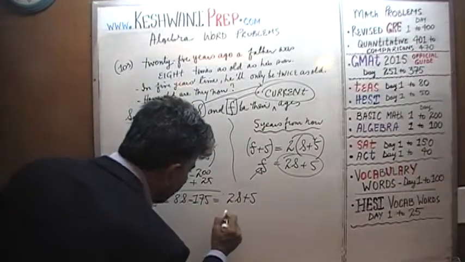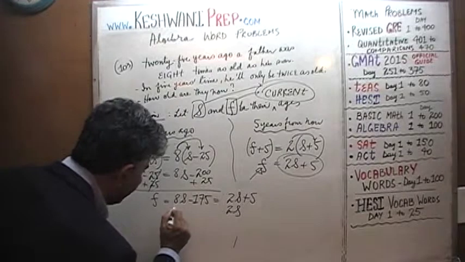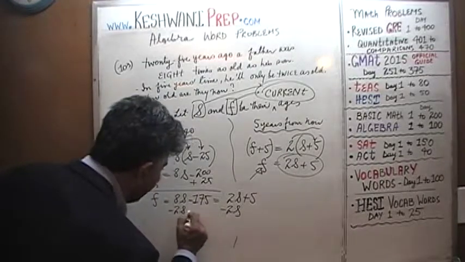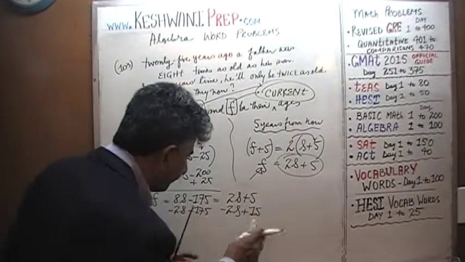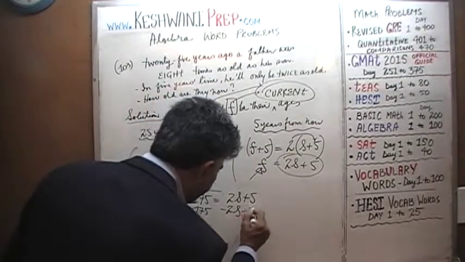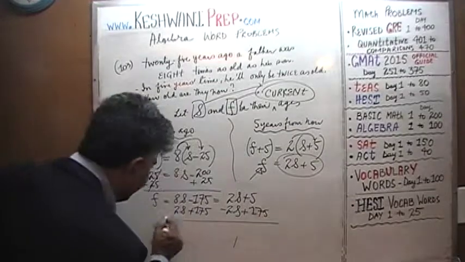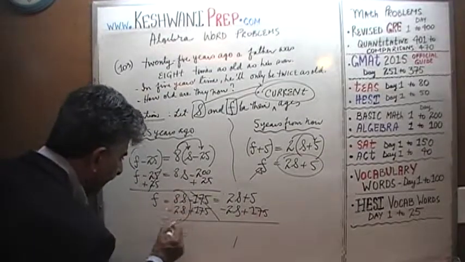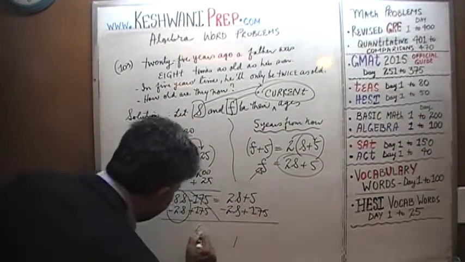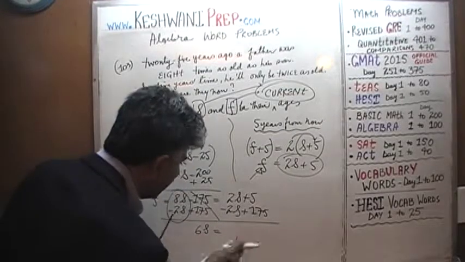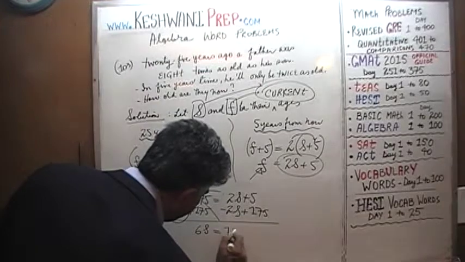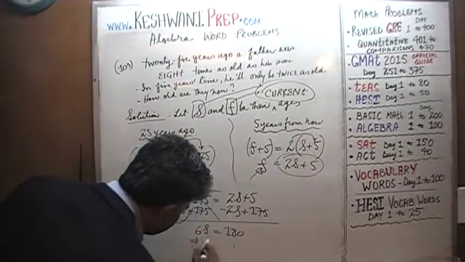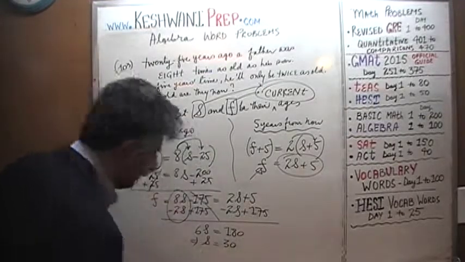Let's subtract 2s from both sides. I'm taking too long here, let's pick up some speed. Let's subtract 2s from both sides. And let's add 175 to both sides. That is going to go away. 8s minus 2s is going to be 6s equals 175 plus 5, which is going to be 180, and that implies that son's age must be 30.